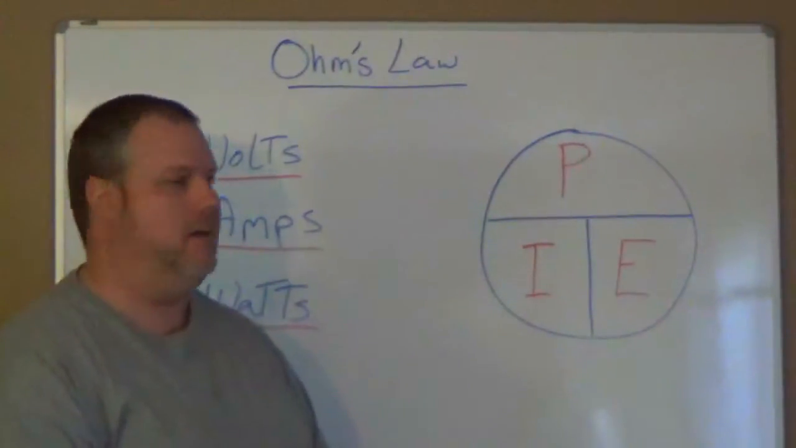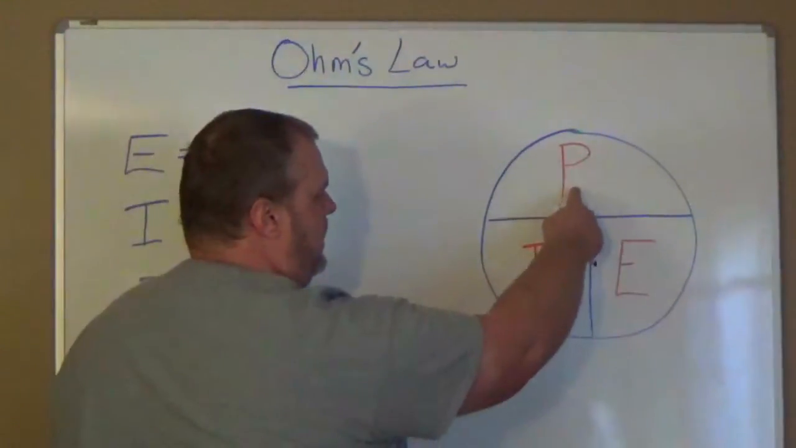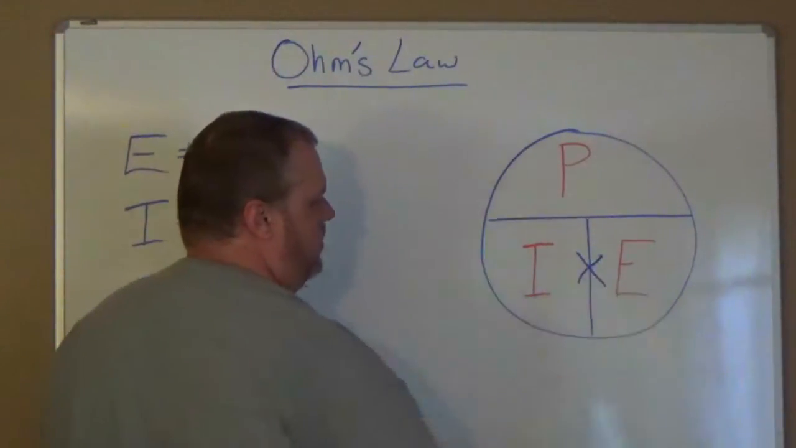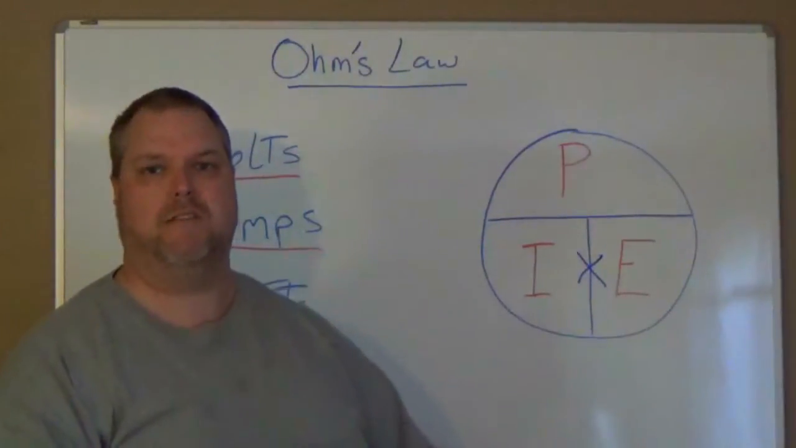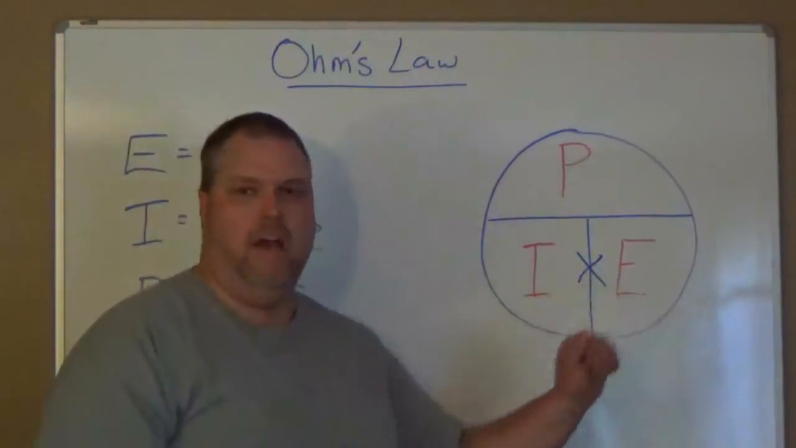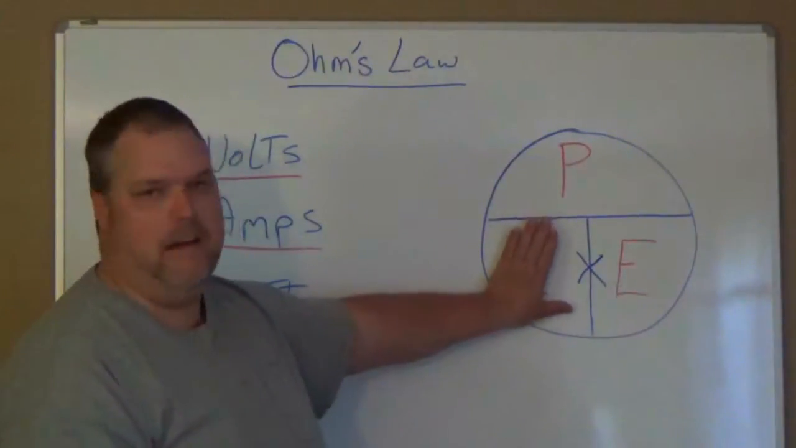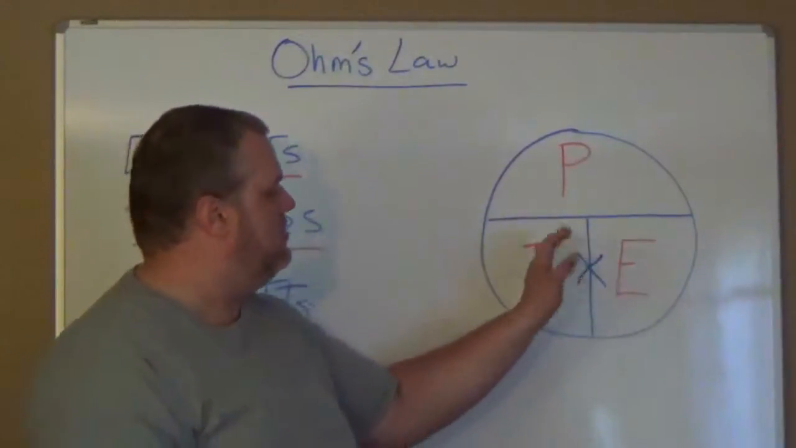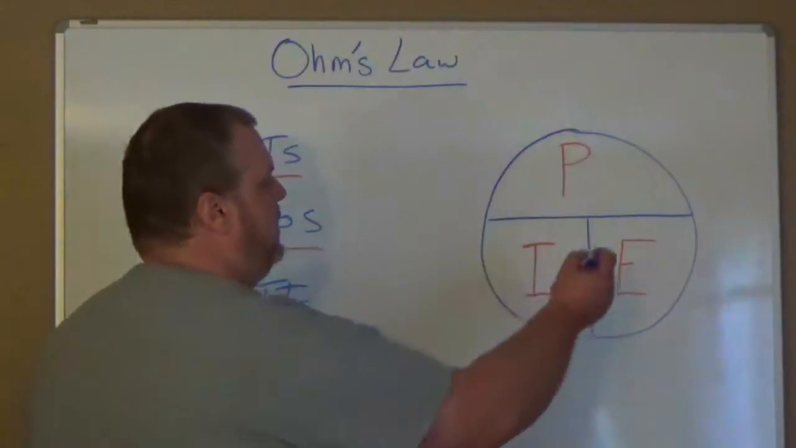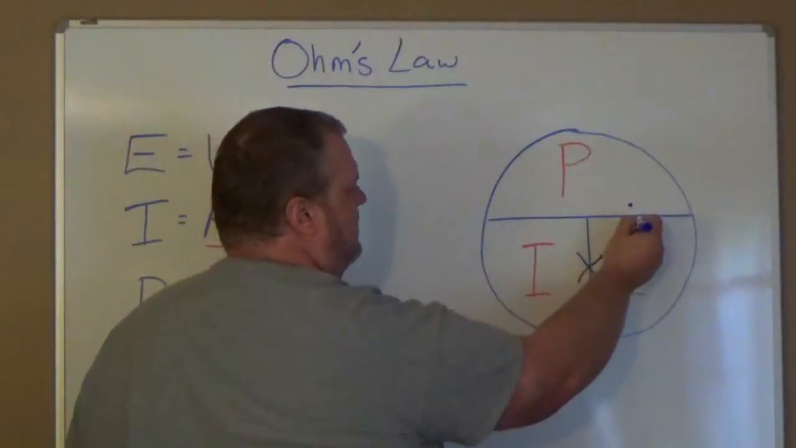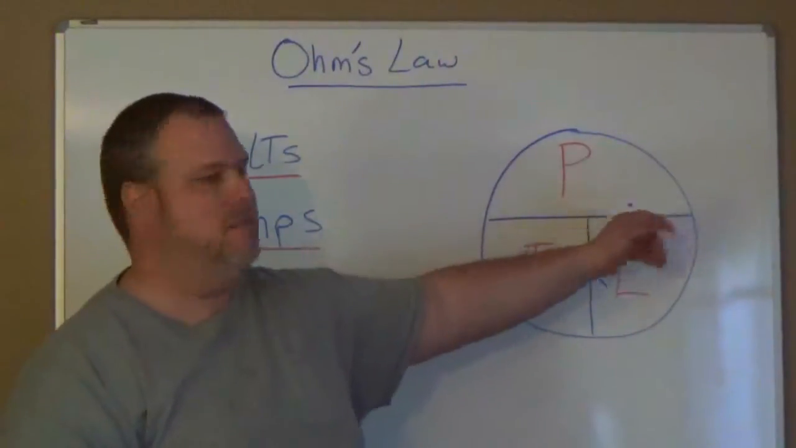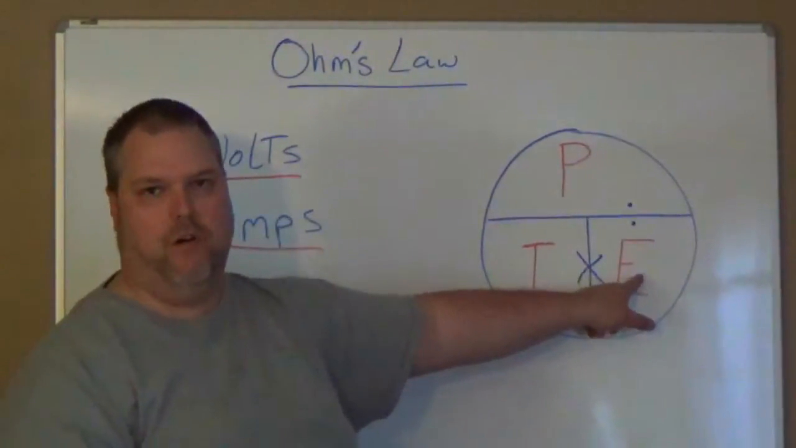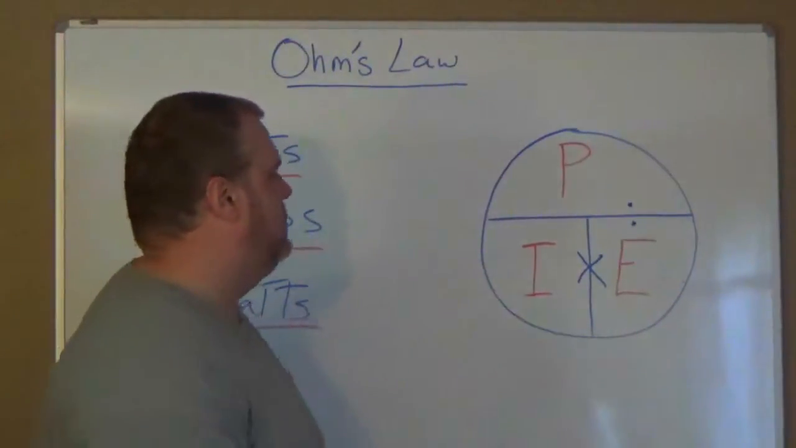Our pie chart kind of works like this. P is equal to I times E. So this little line here will stand for our multiplying symbol. If I wanted to find I, I could cover up I, and I would need watts and volts. We cover up the I, we take P, and we use this little line as the divide symbol. So to find I, we take watts divided by volts, and that will give us our amps.